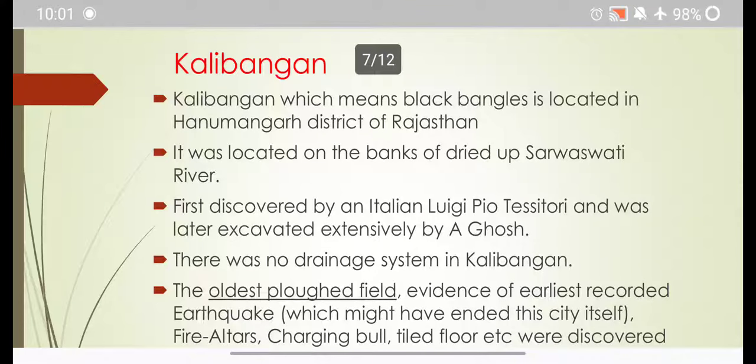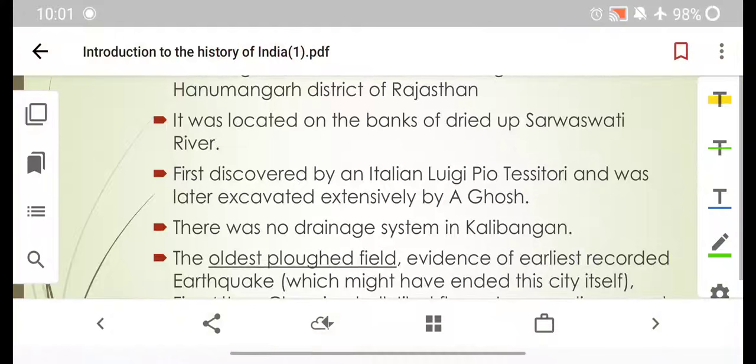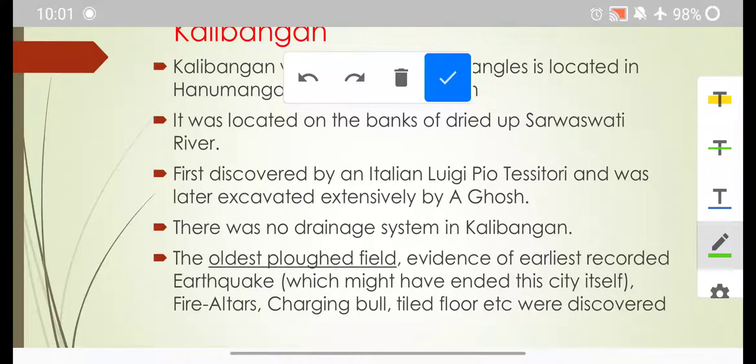Next is Kalibangan, which means black bangles. It is in the Hanumangarh district of Rajasthan. Civilizations developed near rivers, and they use the water for drinking as well as for irrigation, so most of the sites of the Indus Valley civilization are located near the rivers.